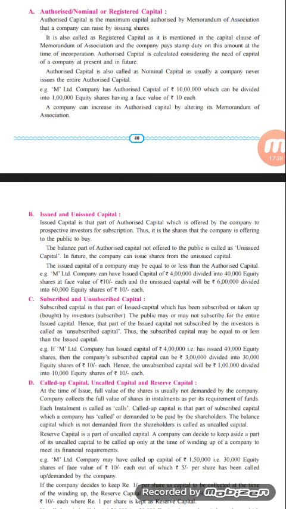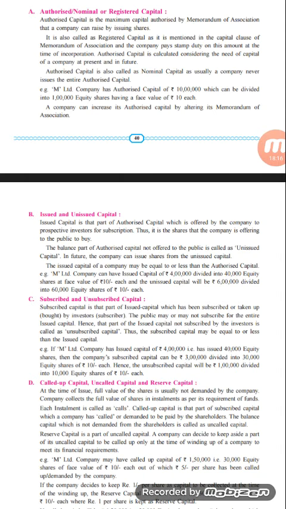Authorized capital is also known as the nominal capital, as usually a company never issues the entire authorized capital. Example given here: let us see that M Limited company has authorized capital of rupees 10 lakh, which can be divided into 1 lakh equity shares having the face value of rupees 10. So if you divide 10 lakh by 10, you will get 1 lakh equity shares having the face value of rupees 10 each.